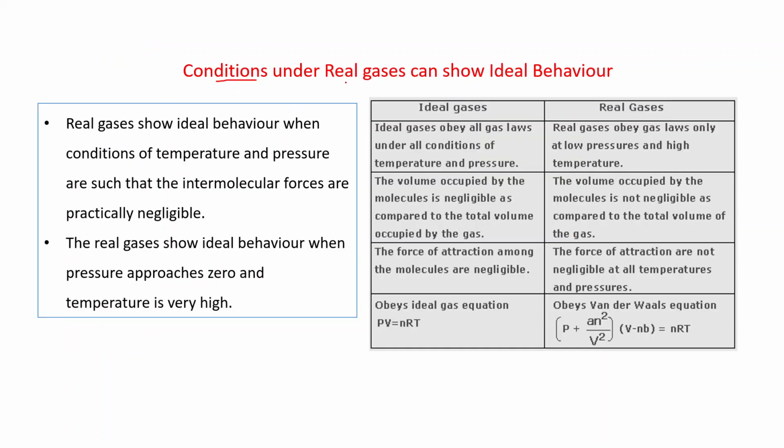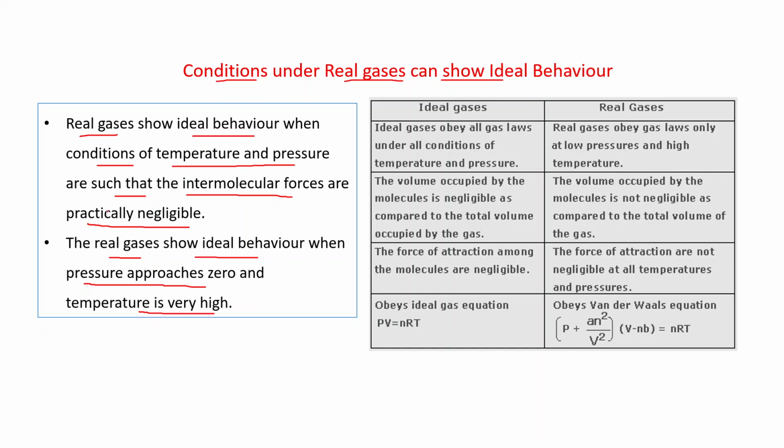Now, conditions under which real gases can show ideal behavior. Real gases show ideal behavior when the conditions of temperature and pressure are such that the intermolecular forces are practically negligible. The real gases show ideal behavior when pressure approaches 0 and temperature is very high. In these conditions, we can say at very high temperature and at very low pressure, real gases show ideal behavior.